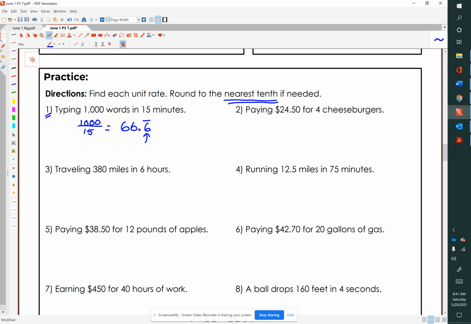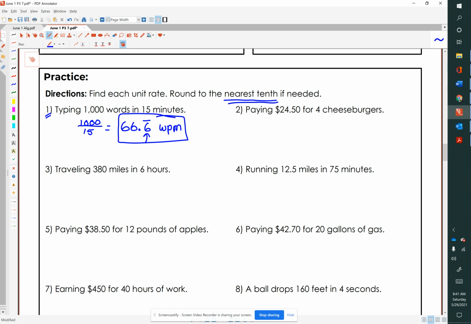So we have this number, 66.6, but what does this mean? This is words per minute, and that is the unit rate. So somebody typed 1,000 words in 15 minutes. That means they typed 66.6 words per minute.